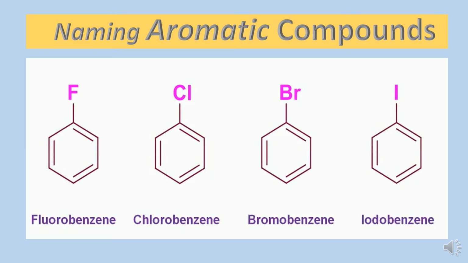Next, for halogen groups, halobenzene is the common name, and for different halogens, fluorobenzene, chlorobenzene, bromobenzene and iodobenzene are the names respectively.